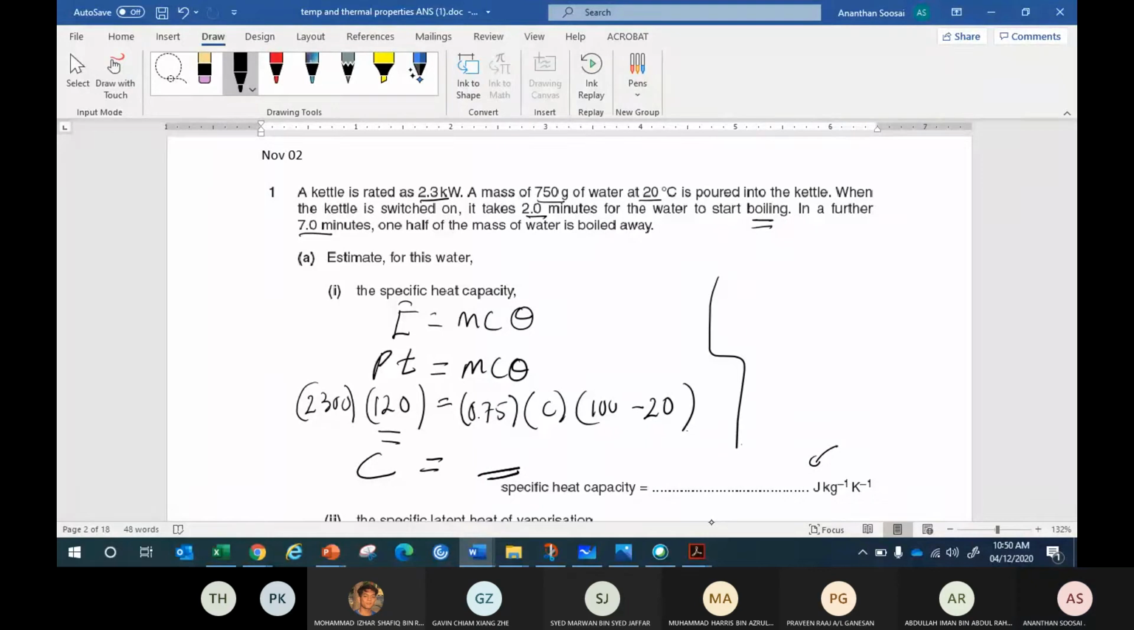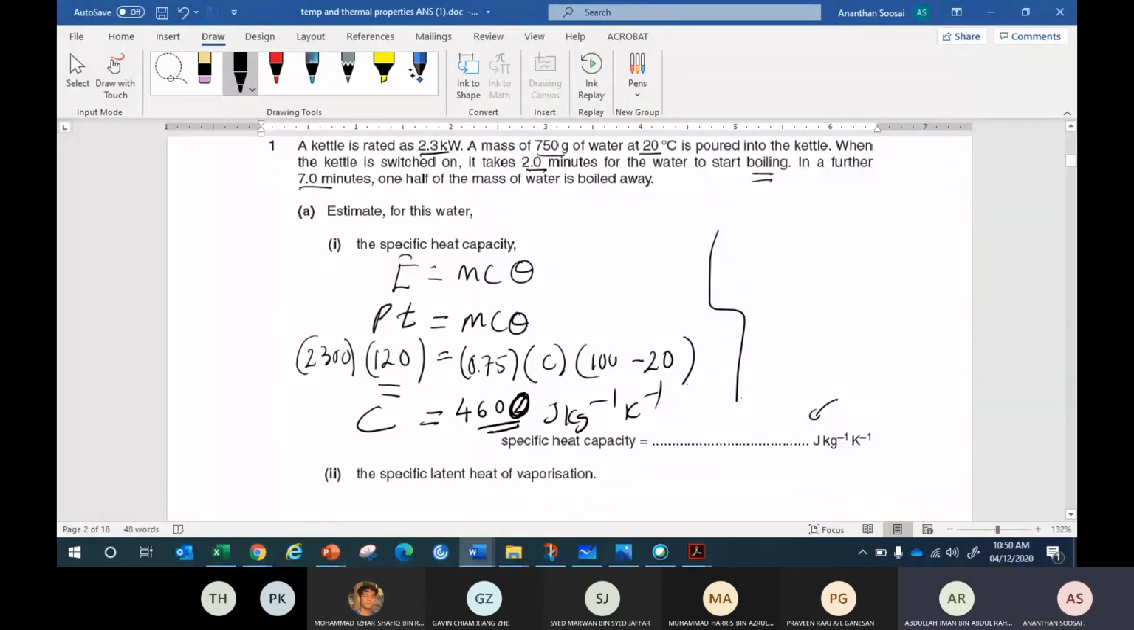So conversion: kilowatt change to watts, time minute change to second, mass change to kilogram. A lot of conversion in physics. Every question there will be a conversion, so be careful. So c, what's the answer you got? Joule per kg. 4602. Okay, 4,600 only. Okay, good.